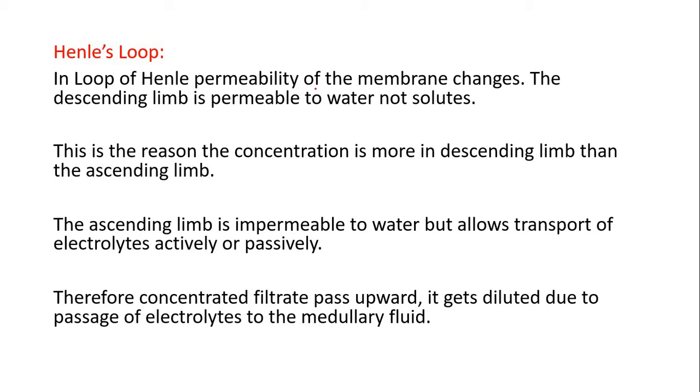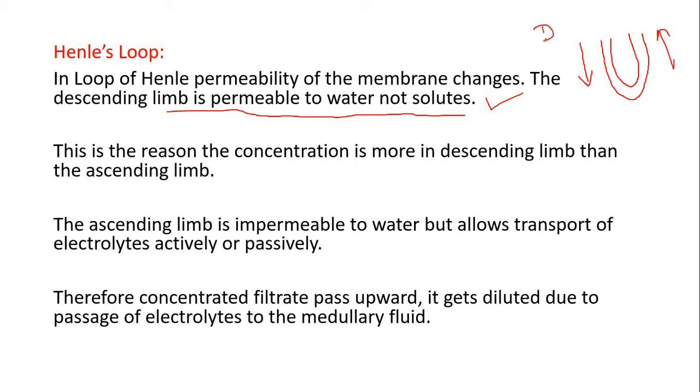In the loop of Henle, the permeability of the membrane changes. The descending limb is permeable to water, not solutes. If we consider this the loop of Henle, this is the descending limb and this is the ascending limb. Descending limb DL and AL, that is the ascending limb. The descending limb is permeable to water. That means water comes out from the descending limb and mixes with the body fluid again in the medulla.